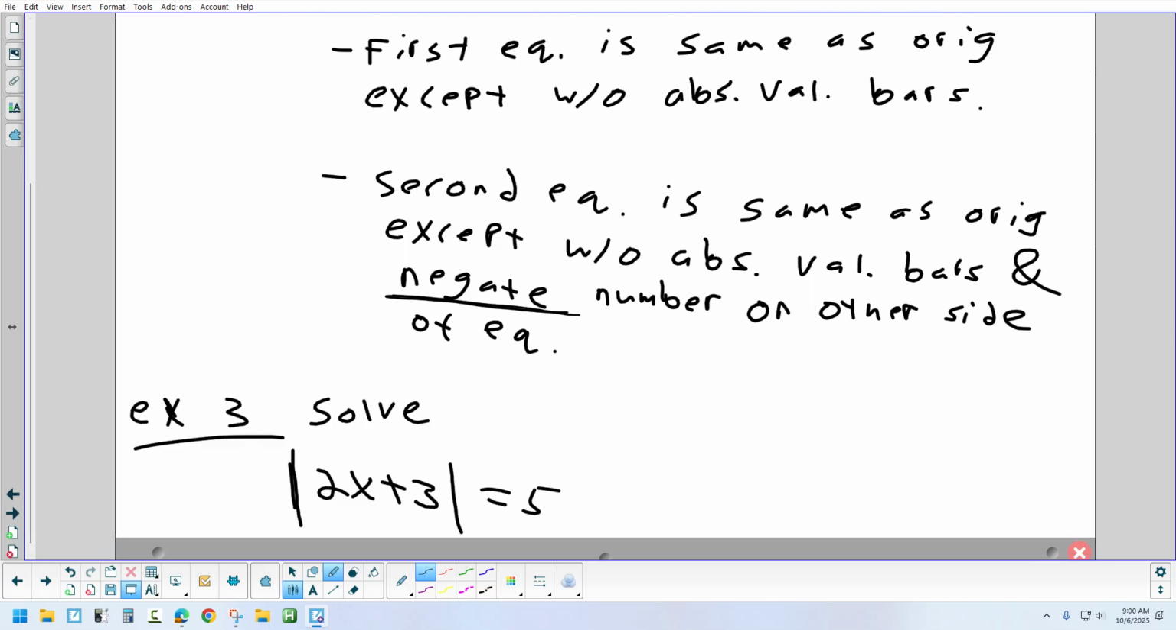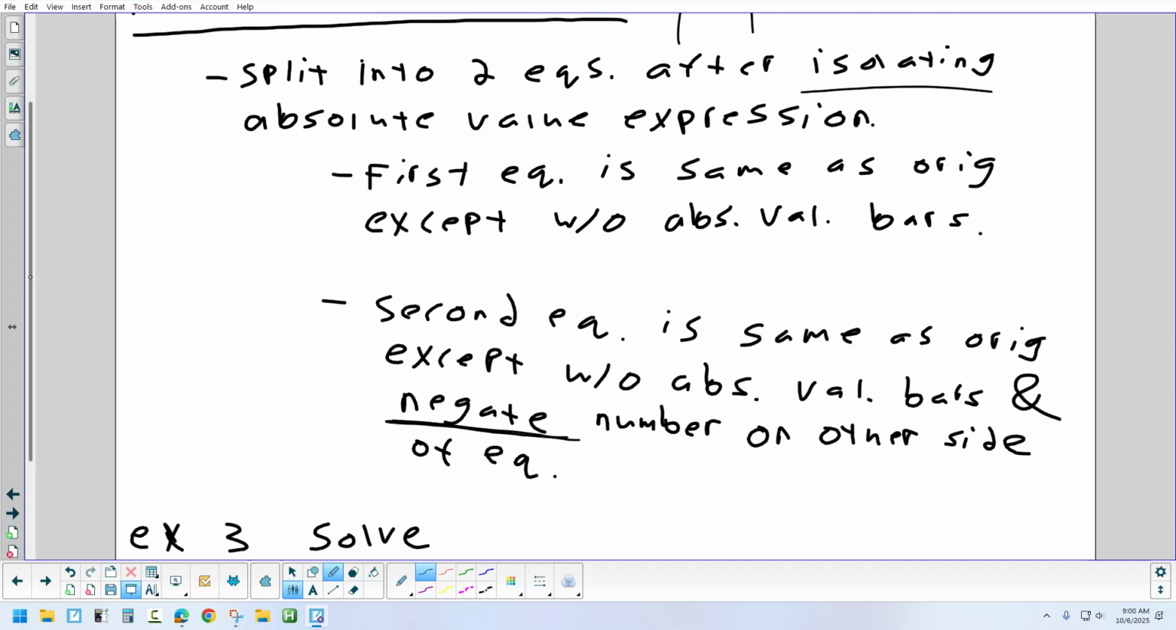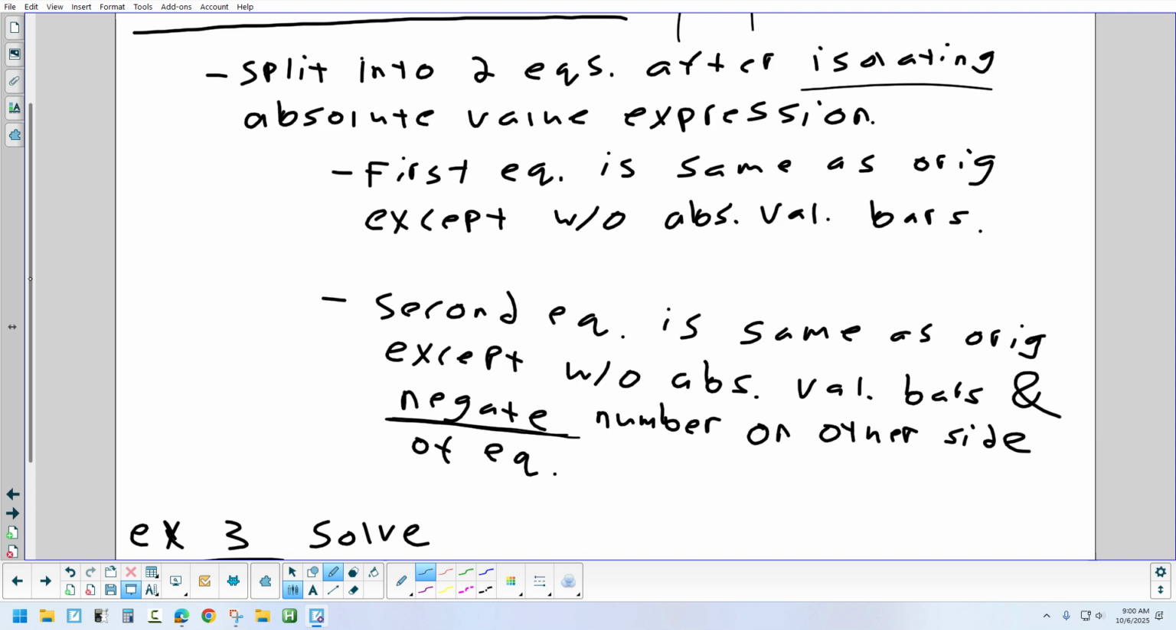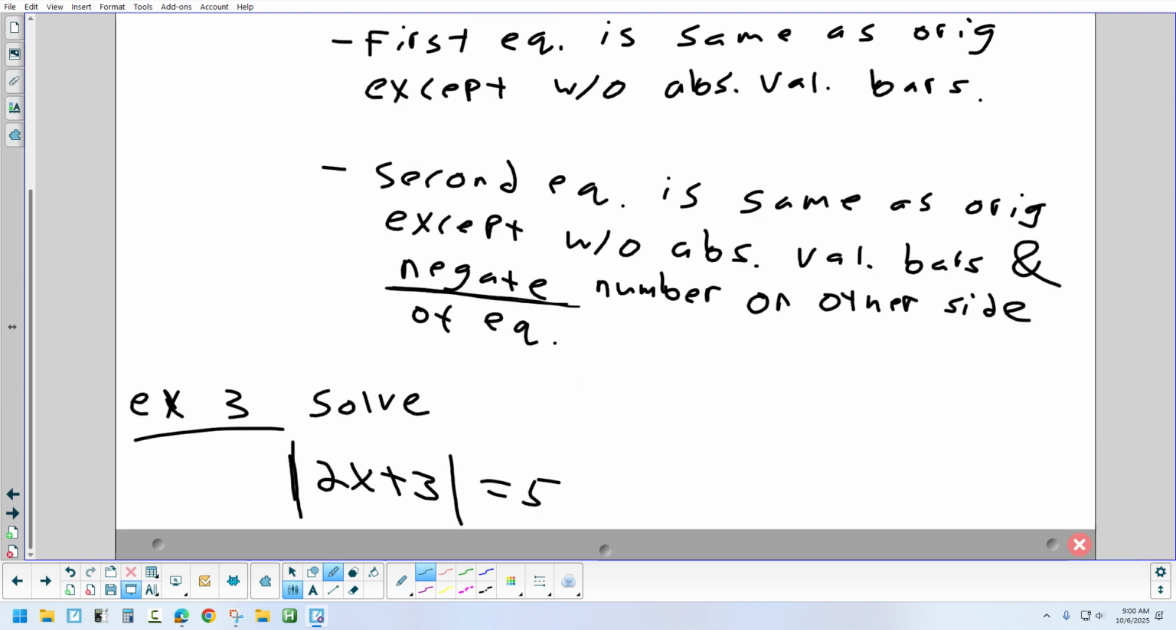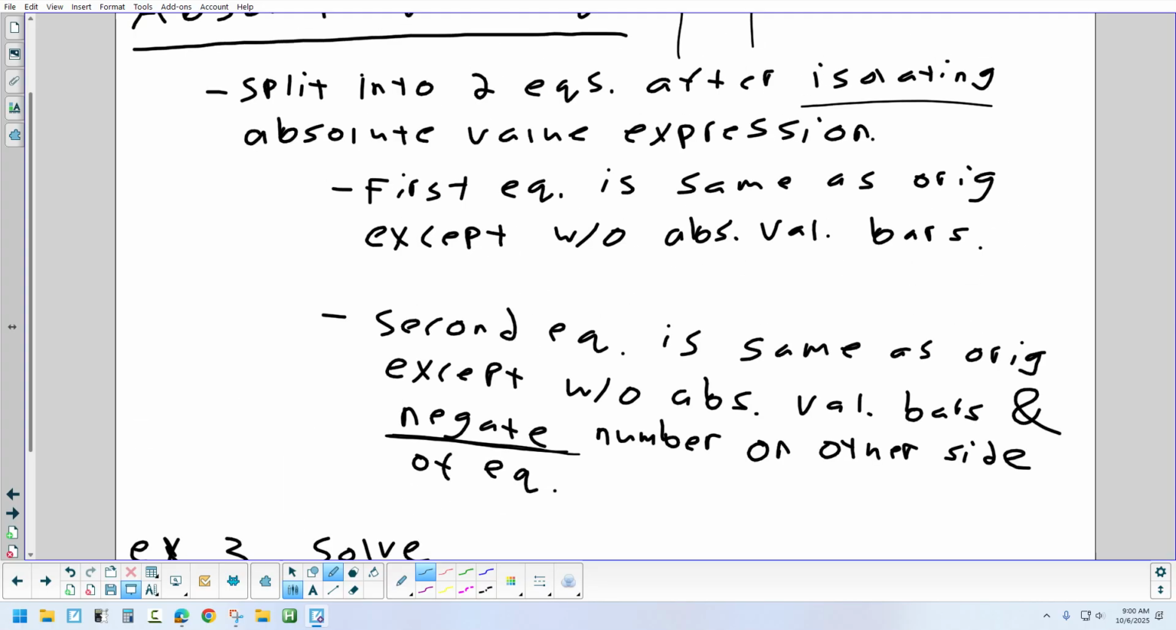All right, so let's see if we can solve this one. Absolute value of 2x plus 3 equals 5. First step: make sure the absolute value is isolated on one side. Is the absolute value by itself here, or is there something we need to do? Yeah, it's already by itself. So we're ready to go right into the part where we split it into two problems.